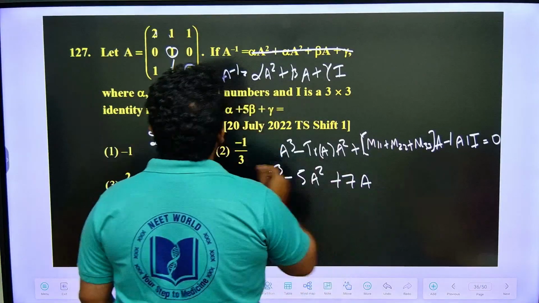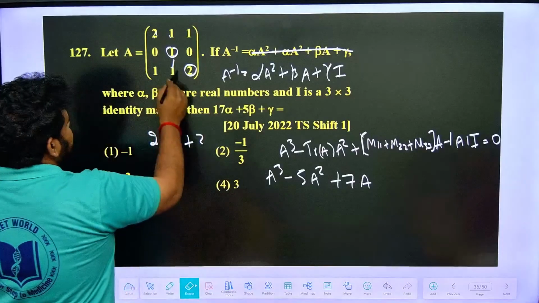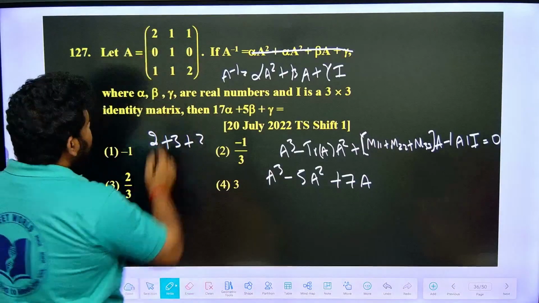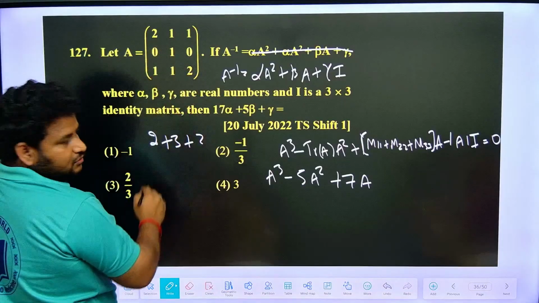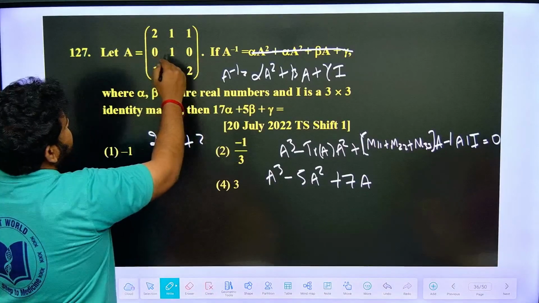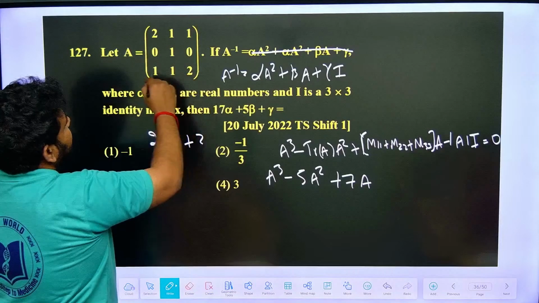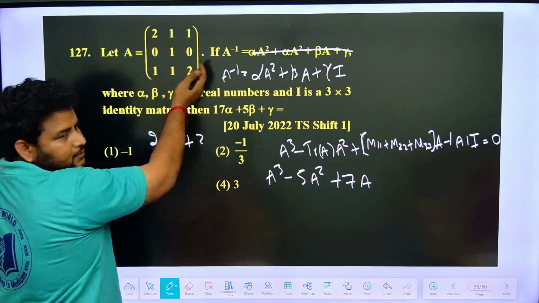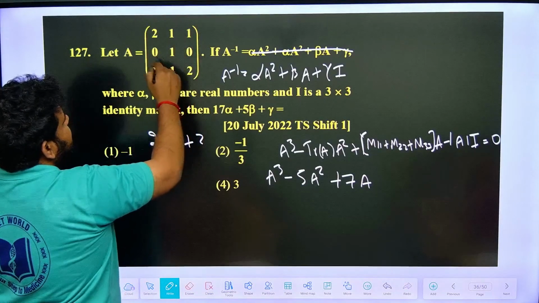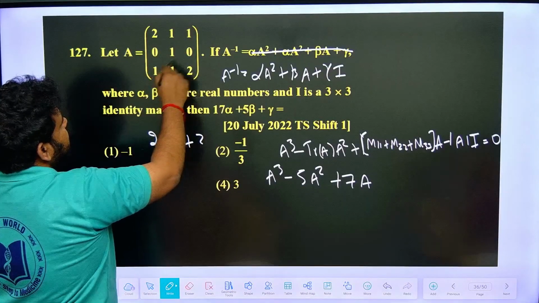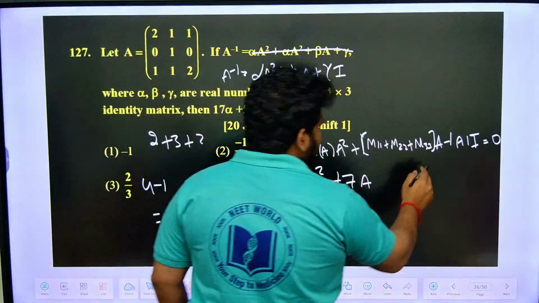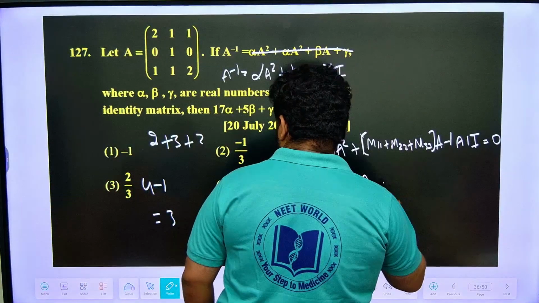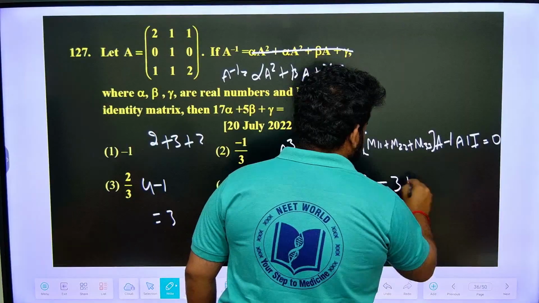What is this? Det of A. We have to find out det of A. If you take it, see here, 2 into 1 into 2 is 2, so 2 into 2 is 4, minus 1 into 0 into 2 is 0, 1 into 0 is 0, this will be 0 only. Then 1 into 0 into 1 is 0 minus 1. So, 4 minus 1 is 3. So, this will be minus 3I is equal to 0.